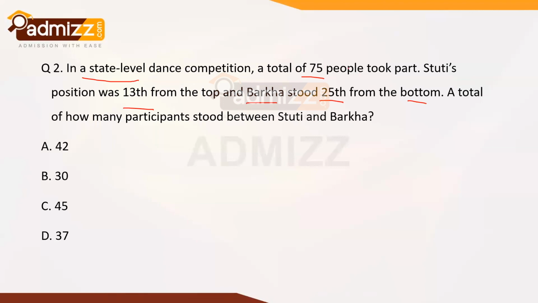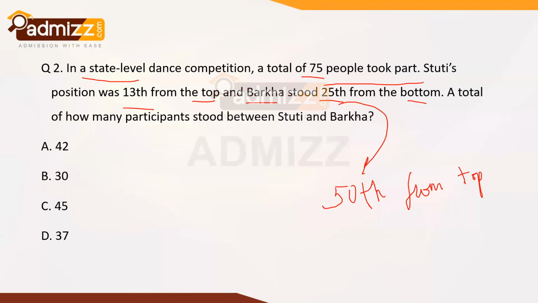The correct answer in this case is 37, right? We have to take a look at them from one particular standpoint, right? That is to mean, if we are looking at the position of Stuti from the top, we have to take a look at Barkha's position from the top as well, not from the bottom. Since there are 75 students, the position of Barkha is going to be 50th, right? 75 minus 25, 50th from top, right?